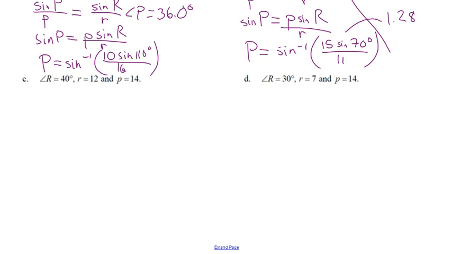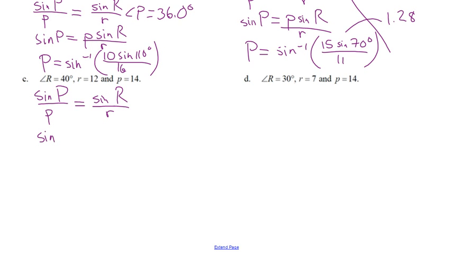Angle R is 40 degrees, little r is 12, and little p is 14. So this would be the ambiguous case, right? We know that angle P has to be bigger than 40 degrees, right? Because it's a longer side than the side that's opposite the 40 degrees, right? So if a 40 degree opening gives you a side of 12, then you're going to open a little bit further. Okay, same deal, right? Sine of P over little p. Sine of R over little r.